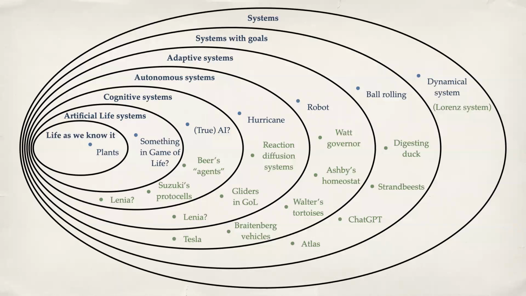Now, artificial life systems. I mentioned something in the game of life. Well, there are self-replicators in the game of life. They are not as well studied, but there might be self-replicators that can evolve and that can do some really interesting stuff in there. We still don't know as of yet.